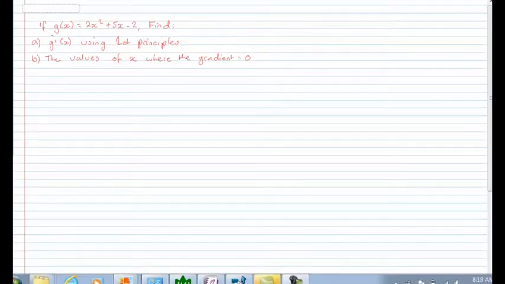And our last question for this topic says, if g of x equals 2x squared plus 5x minus 2, find a) g dashed of x, that is the gradient function using first principles, and b) the values of x where the gradient is equal to 0. Alright, so let's start off with question A.